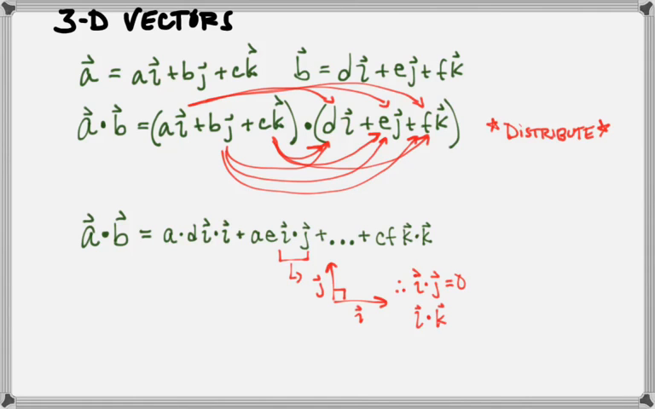Right? And then if we look at any of those, they're going to be 0. That's going to drop those terms out. Anything that's not the same unit vector. So all those go away.